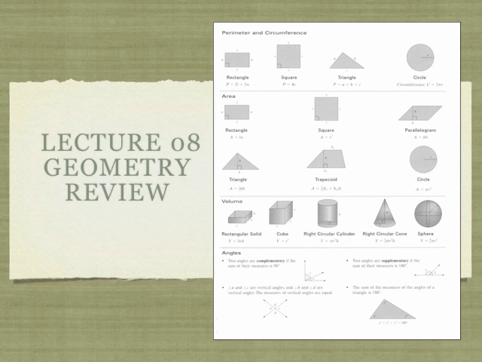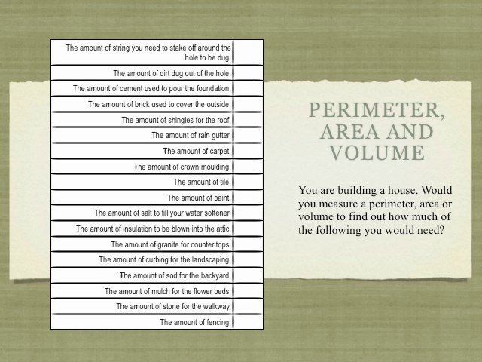Now to do this, as just a review, I want you to identify whether you'd need a perimeter or area or volume formula. So let's pretend that we're building a house. Now, some of these are a little ambiguous, but I'm just trying to keep it kind of real life because I think things make more sense that way. So I know that everything that I'm talking about has volume, but I want to think about what you would measure. Would you measure a perimeter? Would you measure an area? Or would you measure a volume to find out how much of the following you'd need?